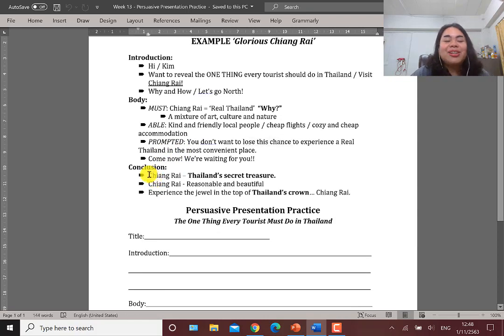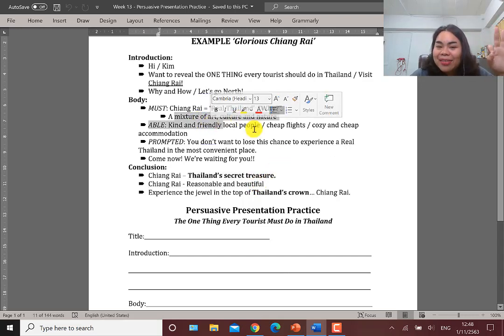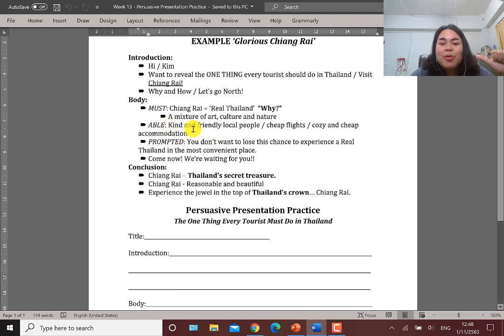And then conclusion. Review the main points again. Chiang Rai is Thailand's secret treasure. Because we have this and that, right? And with the able one, this kind of friendly people, these small details. Conclusion. Because it's reasonable to come to Chiang Rai and it's very beautiful. See? And to experience the jewel in the top of Thailand's crown, Chiang Rai. You drive that point again. You want to leave them with your final message. Well, not Chiang Mai, Chiang Rai, jewel in the top of Thailand's crown.